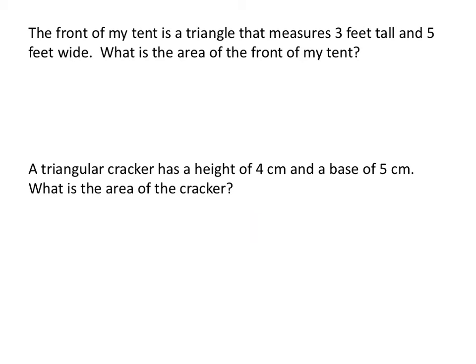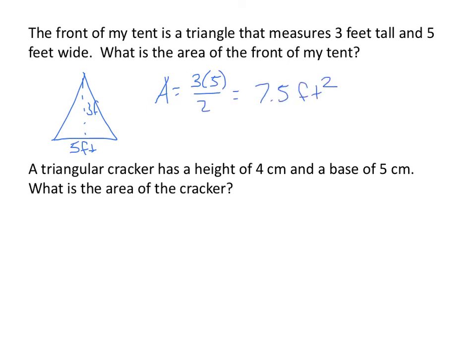The front of my tent is a triangle that measures 3 feet tall and 5 feet wide. What is the area of the front of my tent? So this is actually very similar to what we just did. So we have area equals 3 times 5 divided by 2. So this would be 7.5 feet squared.